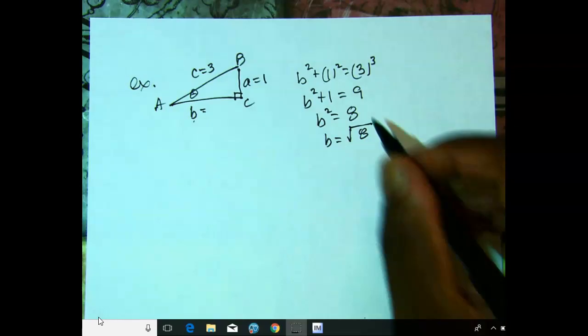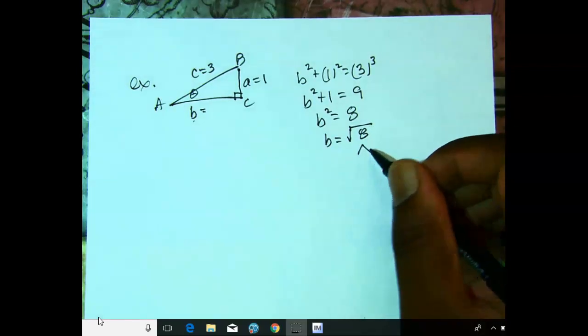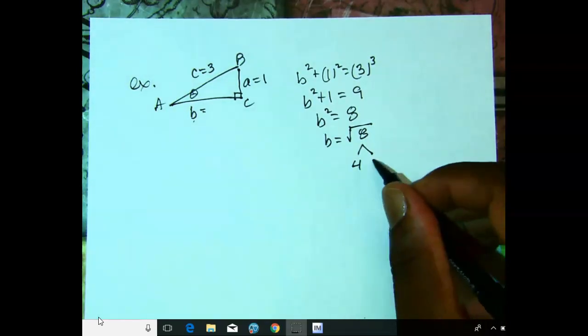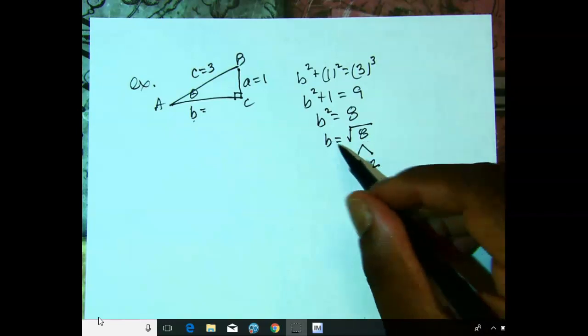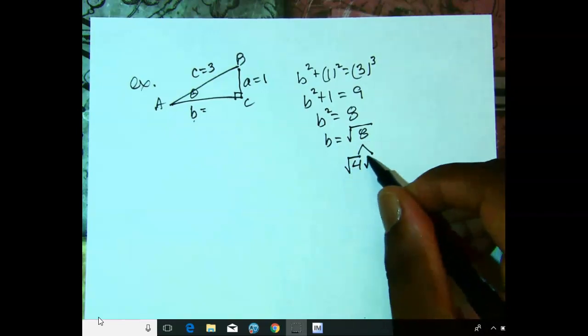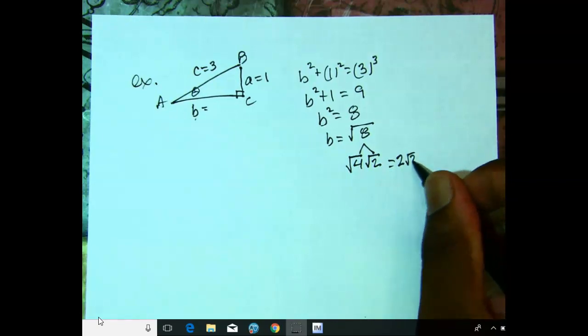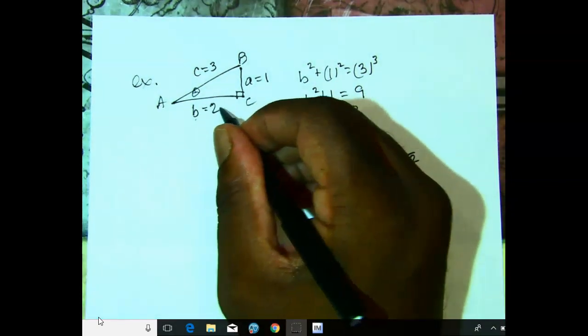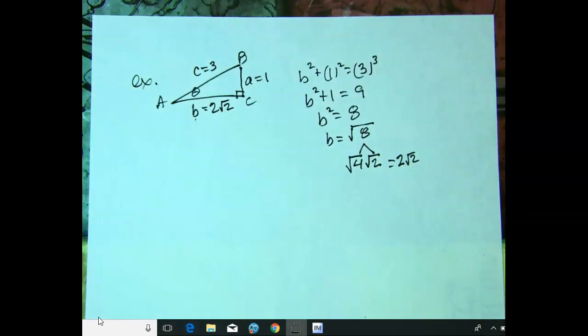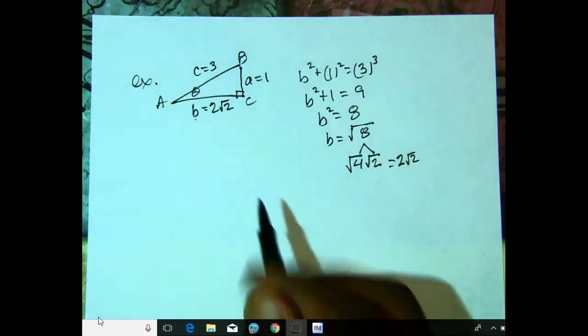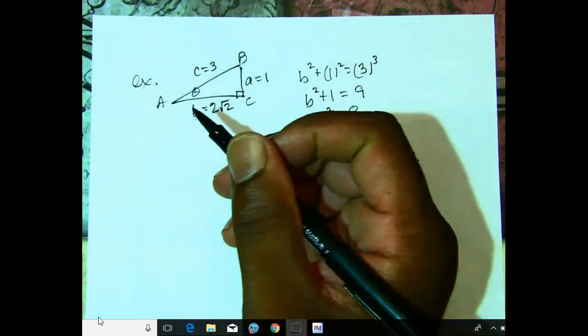And we remember that 8 has a perfect square factor of 4. So B is the square root of 4 times the square root of 2. So that's 2 square root of 2. Now when we generate our 6 trigonometric functions, we will have to look out for the fact that you may have a radical in the denominator.